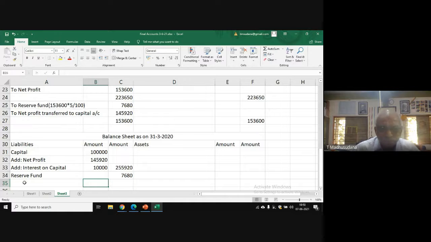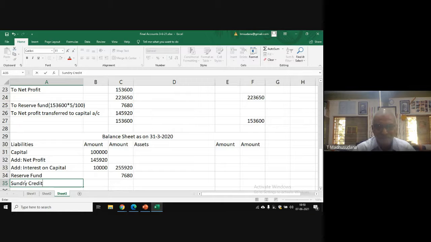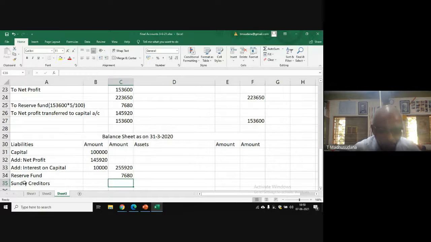Next, sundry creditors. How much? 50,000. Okay. So these are the three items only that come under the liability side. And then now asset side. Asset side, cash in hand.